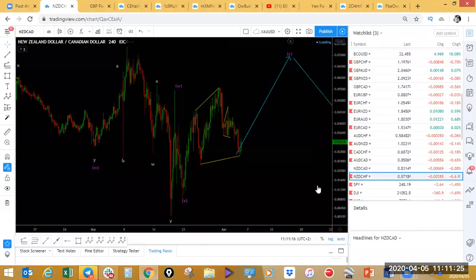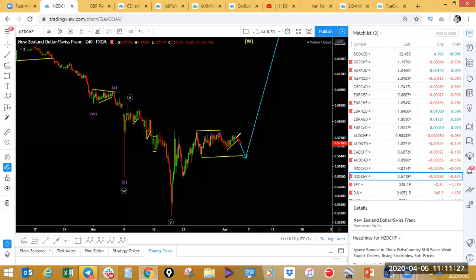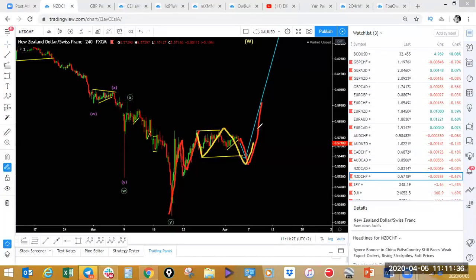New Zealand CHF, one down, up to this level, and then continuation to the upside. We're looking for this as a three-wave move to the upside. We're looking at this one as a three-wave pullback and then upside.